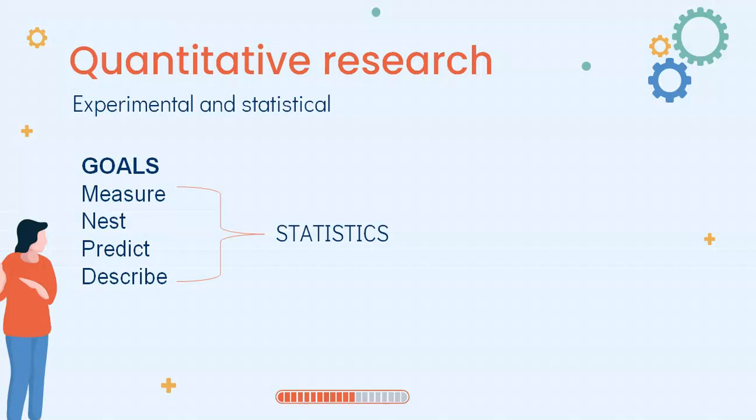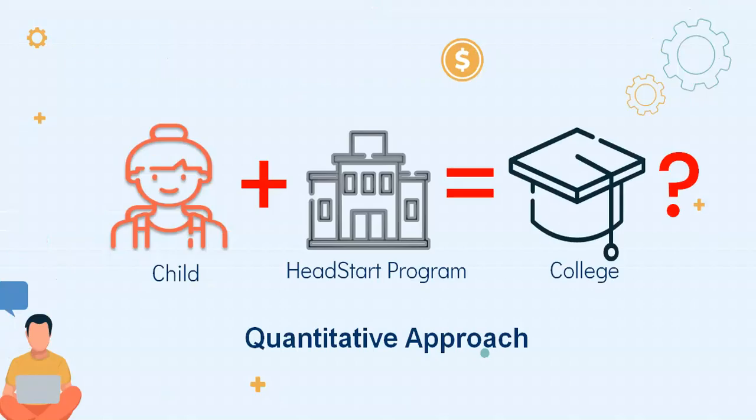Okay, when you think quantitative, think experimental and statistical. The goal here is to measure, test, predict, and describe using statistics. If you conduct a statistical analysis of the correlation between a child's participation in a Head Start program and their likelihood of going to college, you're taking a quantitative approach, for example.